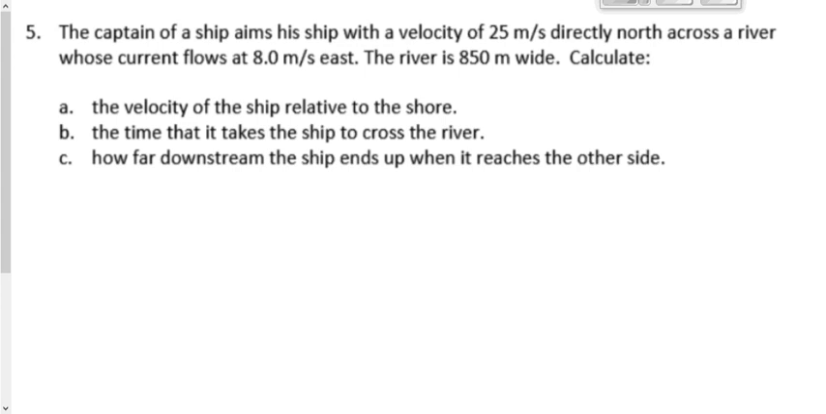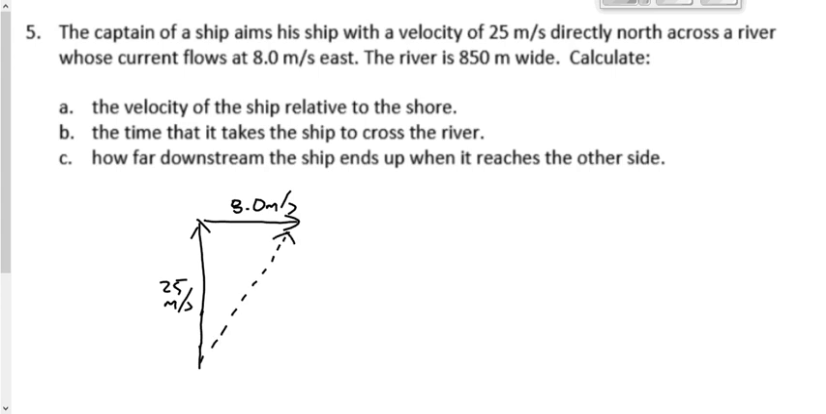The captain aims his ship 25 meters per second directly across the river. That is a solid line vector, because that contributes to where the ship goes. The ship doesn't go north, the ship aims north. There's a river current to the east that is 8 meters per second. That also contributes to where this boat goes. Now, where does the boat actually go, or what is the velocity of the ship relative to the shore? That's going to be the sum of those vectors.